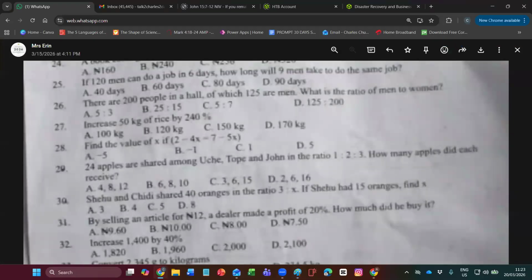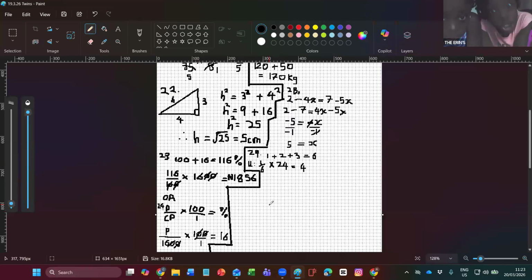2 over 6. The next one is 2 over 6 times 24. And by now you should have already got in your hand that 6 in 24 is 4. So it will just be as good as 2 times 4, that's 8. In fact, I think this question is easy because the first person's own is ratio 1, so it makes it easy to get the other ones.